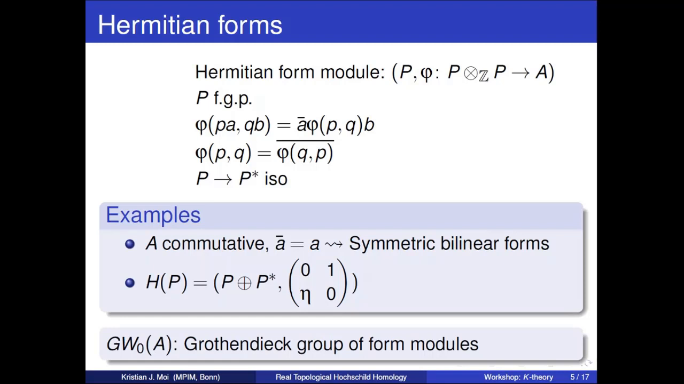And I'm going to write GW0 of A for the Grothendieck group of these forms. When you have two such form modules, you can take their sum, called the orthogonal sum. You just sum the underlying modules, and you take the block sum of the forms. Okay, so the GW stands for Grothendieck-Witt.